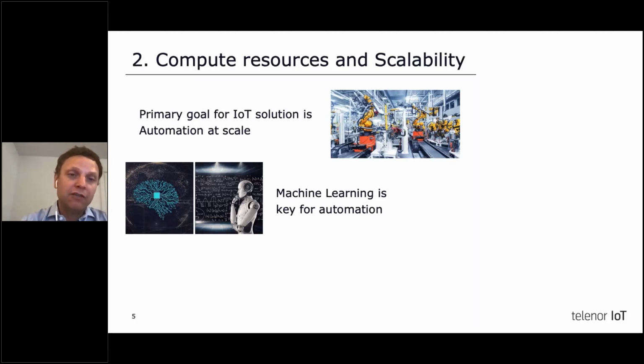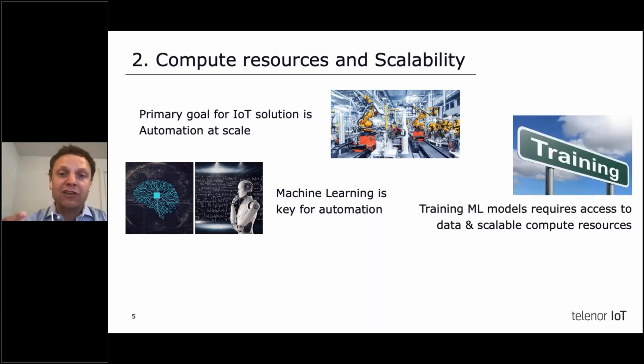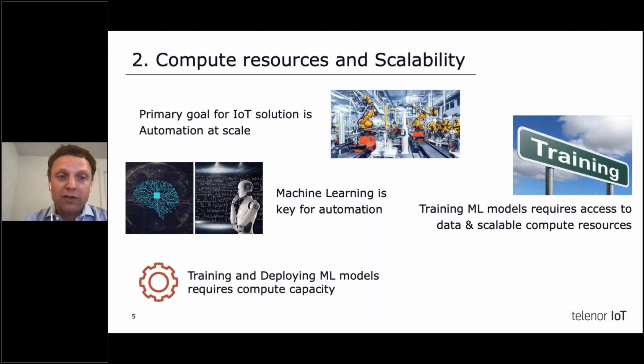And if you go for machine learning, you actually need access to data and also scalable compute resources, because these are the two constraints in building good models. And when you train and deploy your models, it actually requires access to the compute capacity.